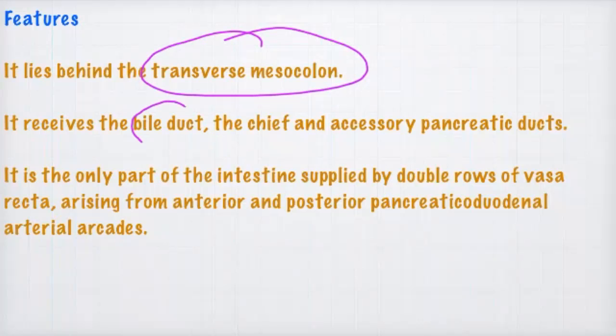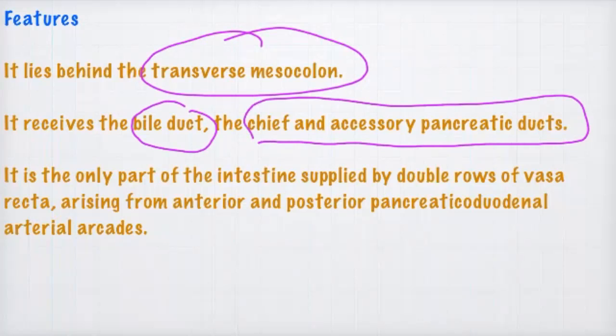It receives the bile duct, and the chief and accessory pancreatic ducts. So the bile duct and pancreatic ducts, both of them open into the second part of the duodenum, right? It is the only part of the intestine supplied by double rows of vasa recta arising from the anterior and posterior pancreaticoduodenal arterial arcades. We will see that.